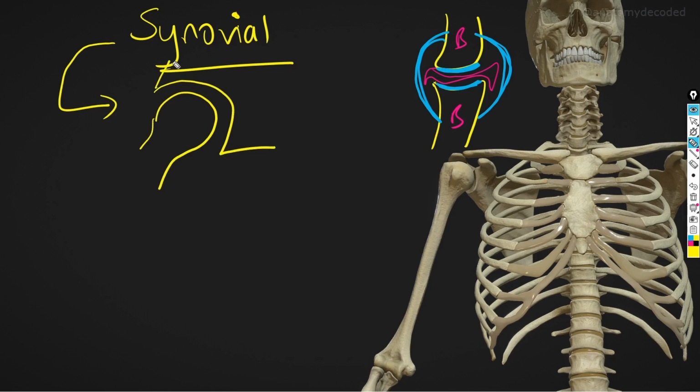Okay, on one side there is a ball-like component and on the other side there is a socket, and that kind of synovial joint is referred to as the ball and socket variety of synovial joint. What are the examples in the body? Where is it present?